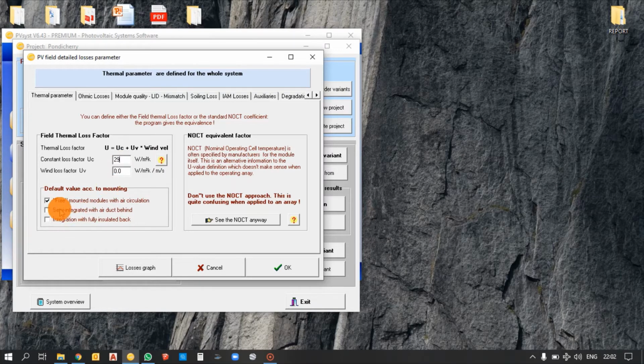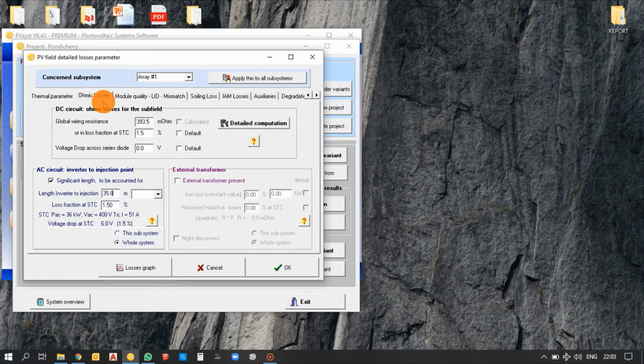So you can just select the type of mounting you are using. Free mounted modules with air circulation will be applicable for a ground mounted project. Semi-integrated with air ducts: in case you're raising a structure on a sheet roof, you can use this. And insulated, integrated with fully insulated back, will be selected when you are using a module parallel to the roof. So you are not elevating the modules and you are placing the modules parallel to the roof. You can select this option.